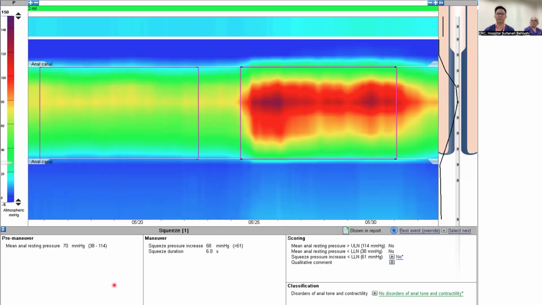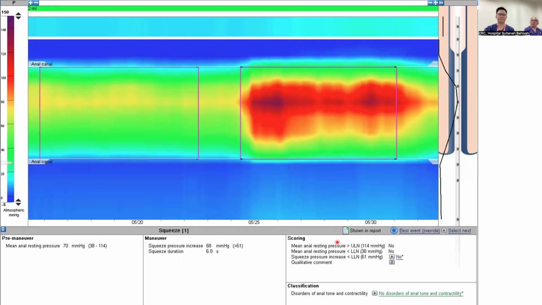If you do the short squeeze properly, and if the patient is able to mount a normal anal contraction, this is what you'll see. Over here, red corresponds to an increase in pressure. And what they see here is the patient has successfully kemut, a very good squeeze. You see that the squeeze pressure increases by 68 millimeter mercury, more than the cutoff of 60. And therefore, this patient has a normal anal contractility.